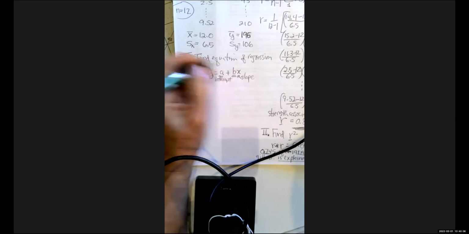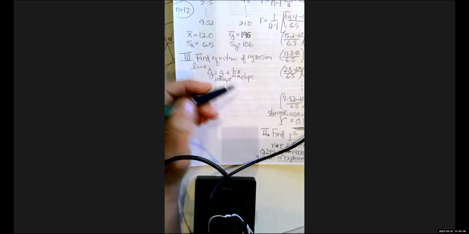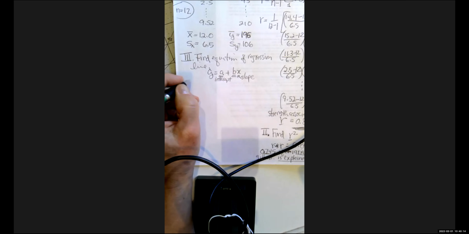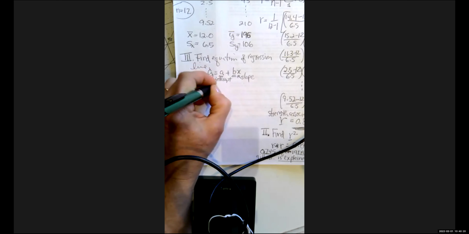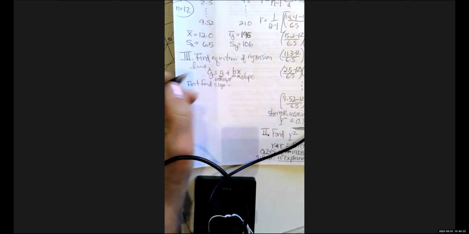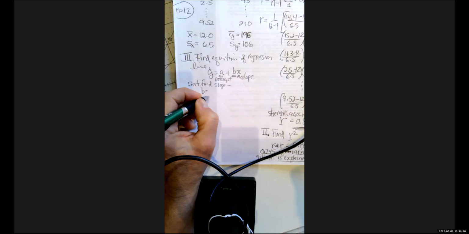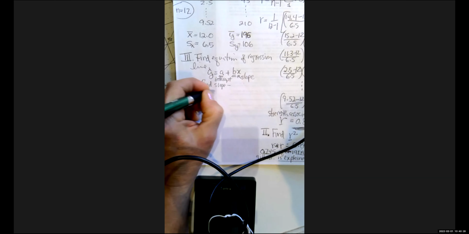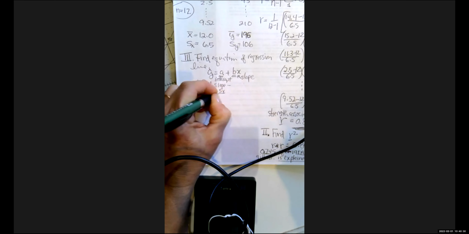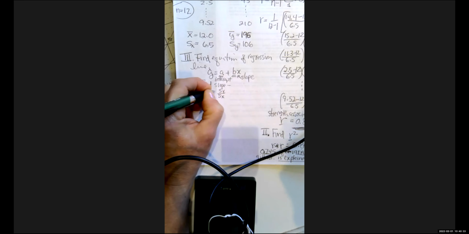Once we have found our means, our standard deviations, and our little r, we can easily find the slope and the intercept because there are formulas for them. We first have to find the slope. The equation for the slope is little b equals little r times s sub y over s sub x.